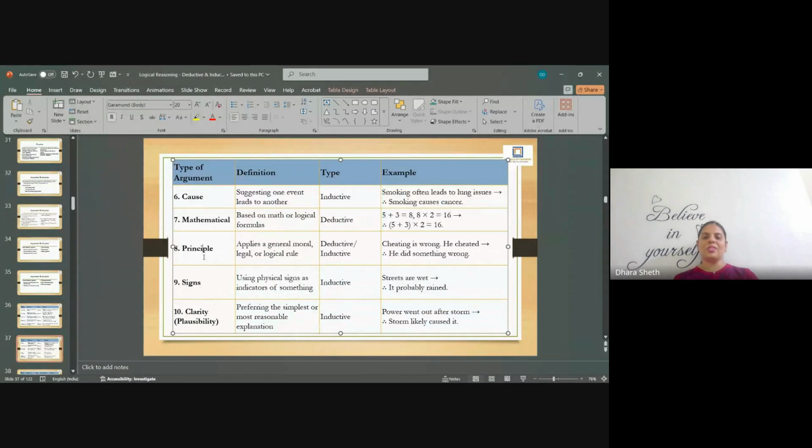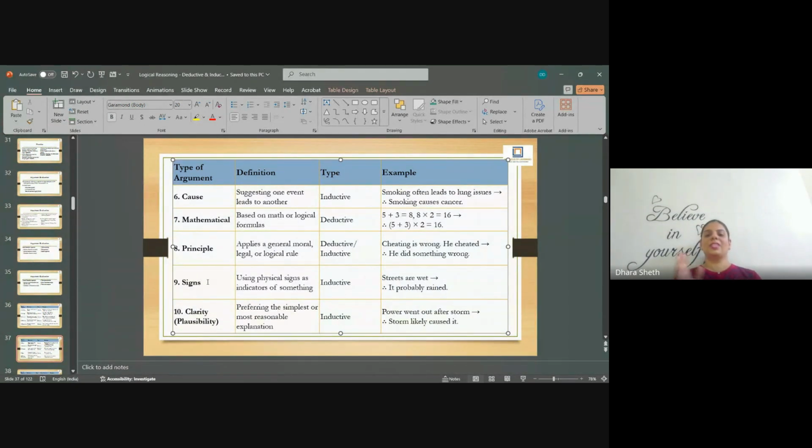Arguments based on principles. It applies a general, moral, or a legal, logical rule. It could be deductive or inductive based on whether it is a law or whether it is a moral value. Cheating is wrong. He cheated, therefore he did something wrong. This is based on moral principles.